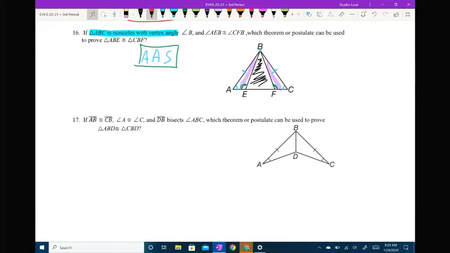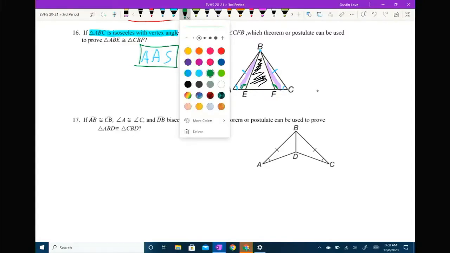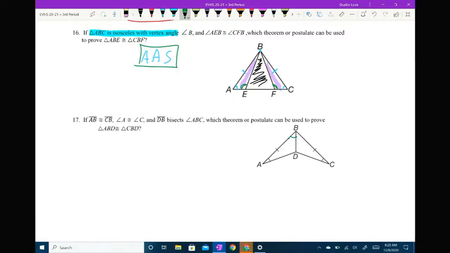Okay, now it tells me that segment AB is congruent to segment CB, which is already marked. A is congruent to C, already marked, and BD bisects ABC. Remember, if it bisects, that means that it cuts it exactly in half, so these two are congruent. Which postulate can be used to prove ABD congruent to CBD? Well, again, I've got two angles, and then this side is actually touching both angles. It's the included side, so that's going to be angle, side, angle.